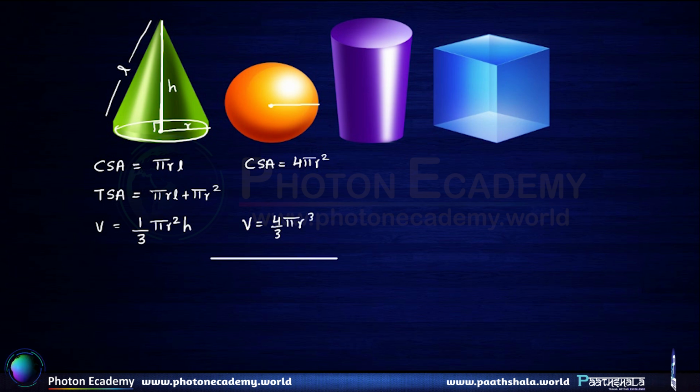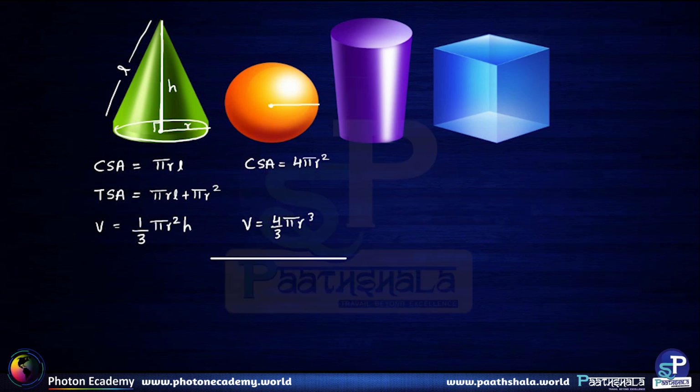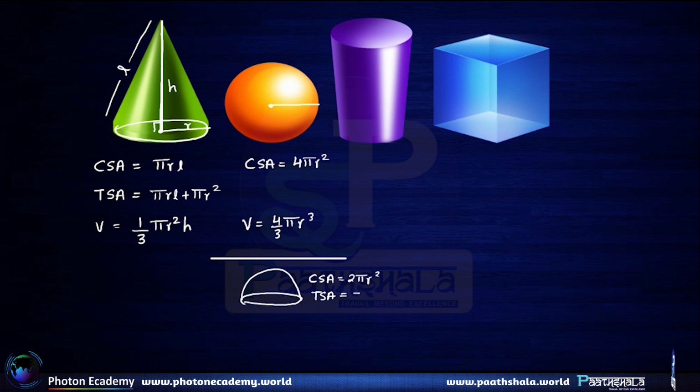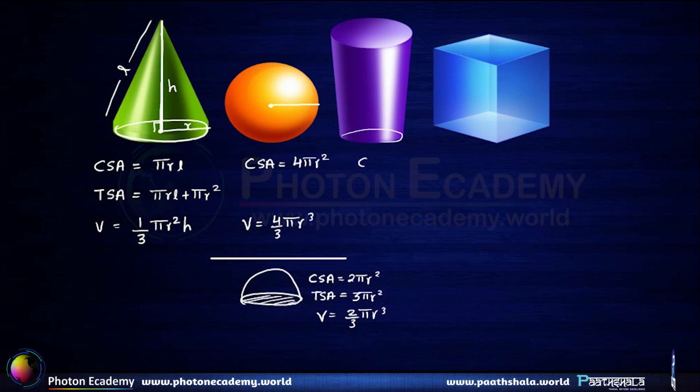What to do if a hemisphere is given? So if it is a hemisphere like so, then curved surface area for the hemisphere is going to be equal to 2 pi r square, because it has half of the curved surface of the sphere, and total surface area for the hemisphere is going to be equal to 3 pi r square, because the area of the base circle gets added in total surface area. And volume of the hemisphere is going to be equal to half of the volume of the sphere, which is 2/3 pi r cube.